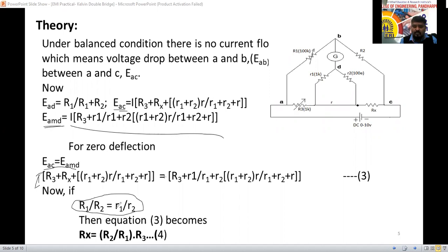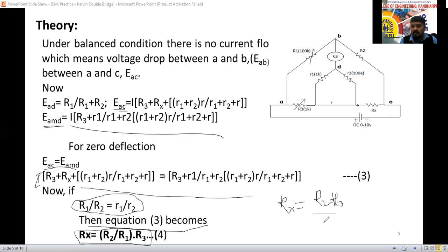So based on this equation, then the equation 3 will become, what will happen here now? That is Rx equal to R2 R3 divided by R1. The unknown resistance formula we get is Rx equal to R2 R3 divided by R1.